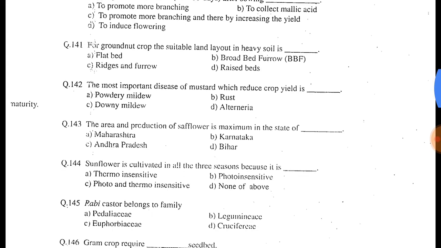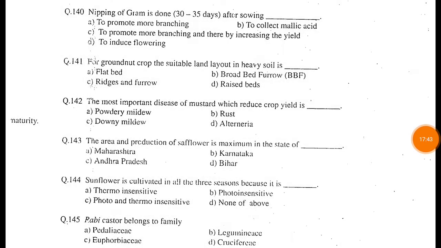141. For groundnut crop, the suitable land layout in heavy soil is broad bed furrow. 142. The most important disease of mustard which reduces crop yield is powdery mildew.